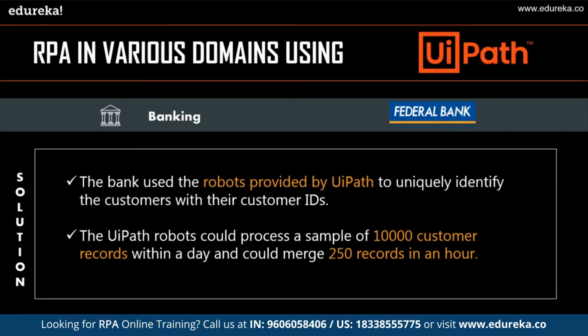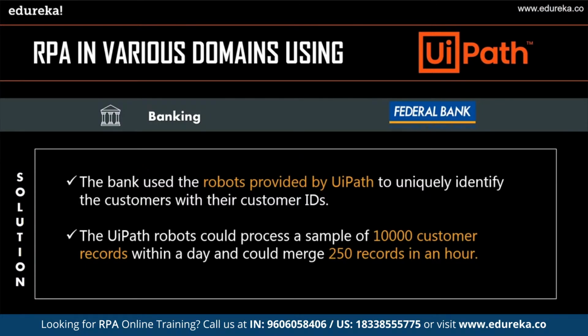vendors. After looking at the top RPA vendors, the bank zeroed in on UiPath, and then the bank started using the robots provided by UiPath to uniquely identify the customers with their customer IDs. These UiPath robots could process a sample of 10,000 customer records within a day and could merge around 250 records in an hour. Now, isn't that a great number, guys?